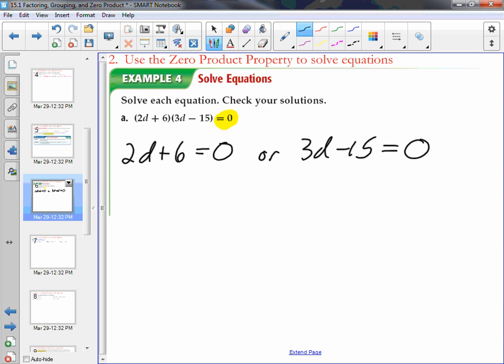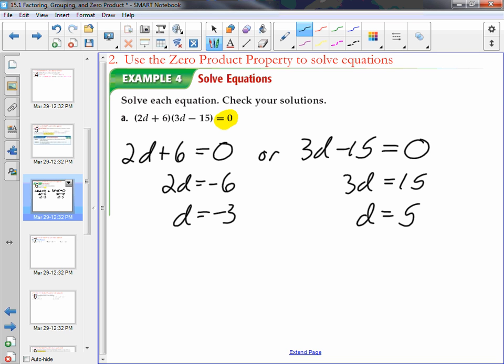Now, here we go. If 2d plus 6 equals 0, well, we know how to solve that. You subtract 6 from both sides, and then you divide both sides by 2. Or 3d minus 15 equals 0. And we know how to solve that. 3d equals 15, d equals 5.